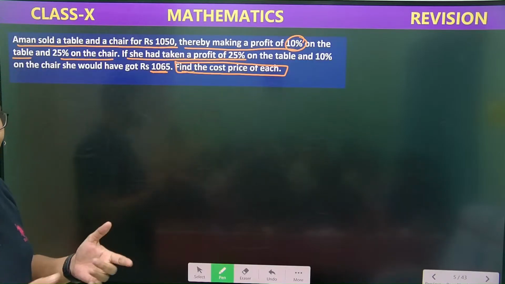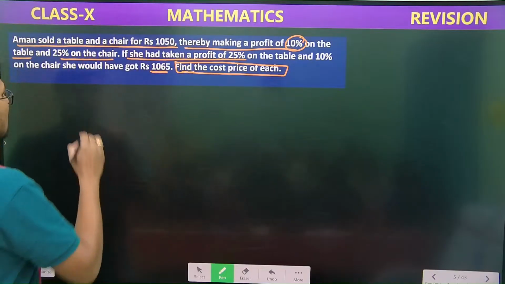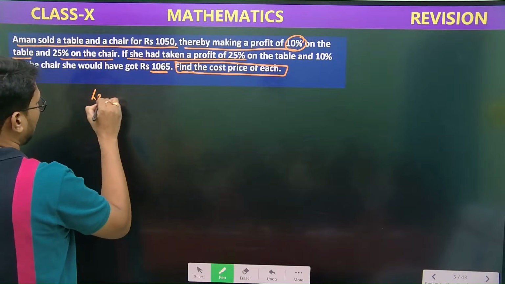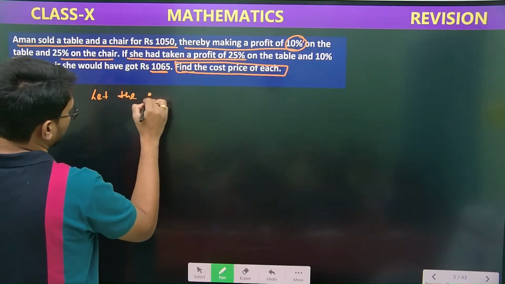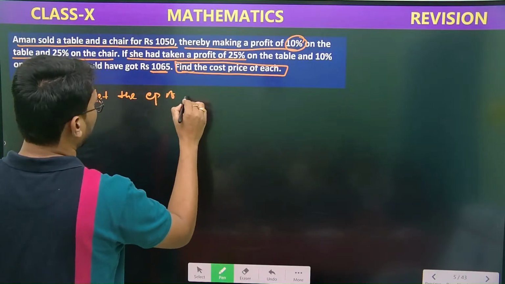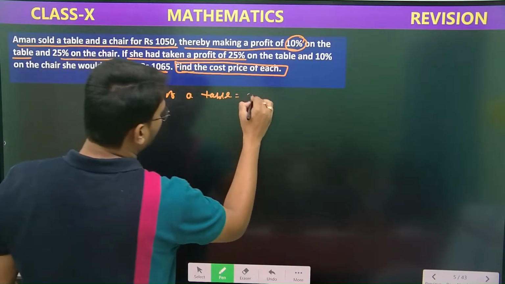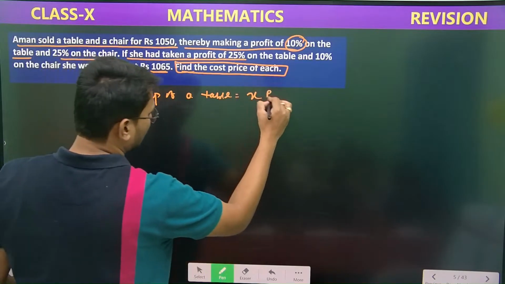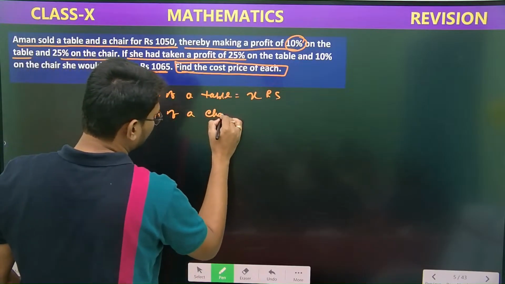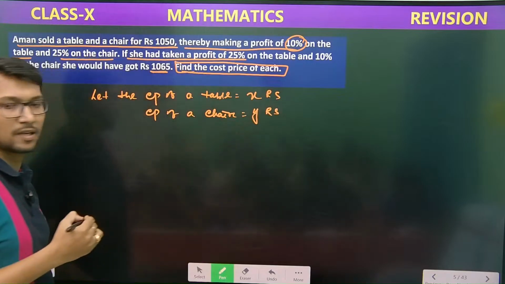Here, we have to assume the cost prices. Let the CP of a table equal X rupees and the CP of a chair equal Y rupees. Got it, everyone?